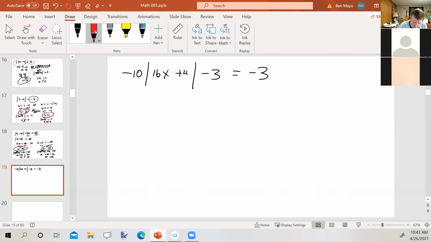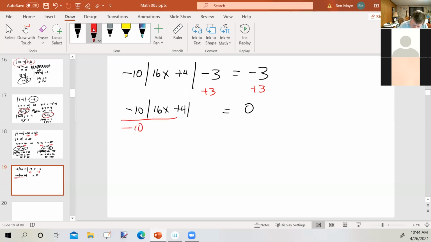So the first thing I'm going to do here is add 3 to both sides of the equation. Then I get negative 10 times the absolute value of 16x plus 4 equals 0. Oh, see, it's not negative, it's 0. So that means we'll only have one equation. But wait, we're not done yet. We still haven't isolated the absolute value term.